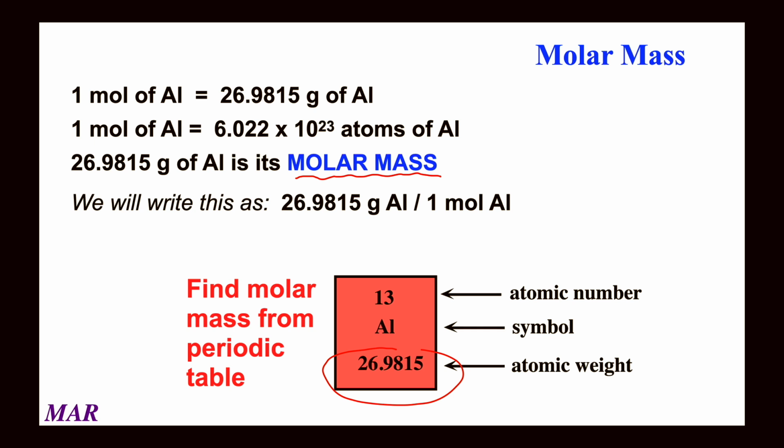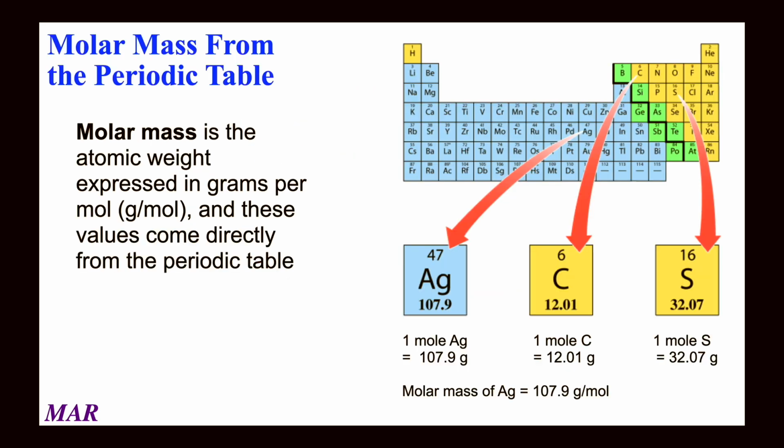So those numbers on the periodic table, look at your own periodic table right now. They represent the grams of those elements in a mole of the element. And if you have that many grams, that means you've got 6.022 times 10 to the 23rd atoms. So here's the periodic table, just showing some more examples of how this works out.